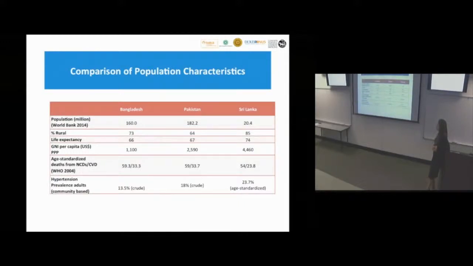Although all 3 are low middle income countries, there is a little bit of an income gradient, Bangladesh being the poorest, Pakistan in the middle, and Sri Lanka doing a little bit better. It's a smaller country, higher life expectancy, more economically well developed, but they're all low middle income countries. But what you can see uniformly is the age standardized death rates from non-communicable diseases. You can see the pendulum has shifted. Most of the deaths in all 3 countries are from non-communicable diseases, which is true for the rest of the world also, right?